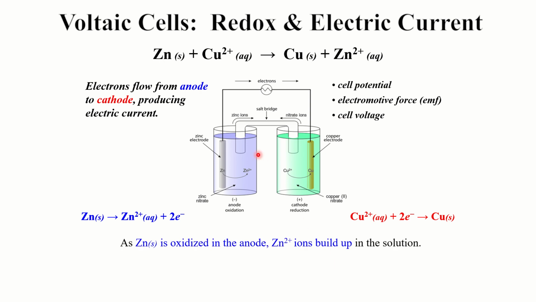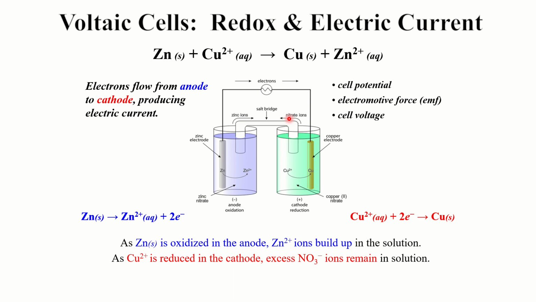Now, a few other things to note. As zinc is oxidized in the anode, we do have a large buildup of zinc 2 plus ions in the solution. And then as copper is reduced in the cathode, we're going to have some excess nitrate ions remaining in solution. And so we need to deal with this. Eventually, if left to its own devices, too much charge will build up. Too much positive charge is going to build up in this solution. Too much negative charge is going to build up in this solution.